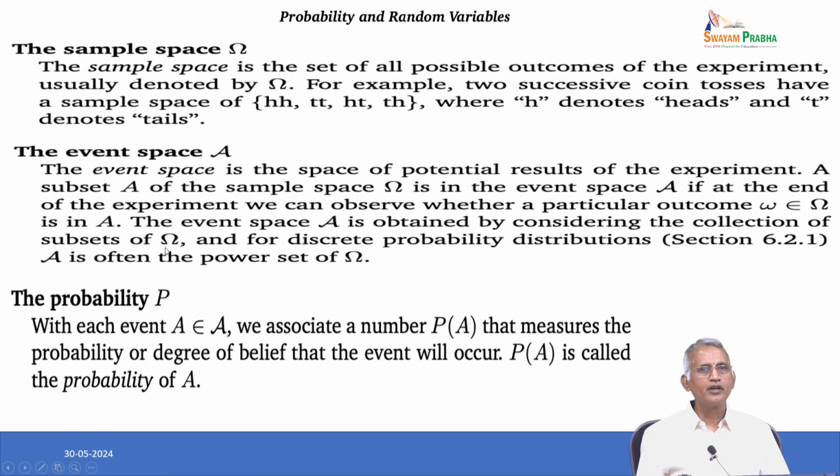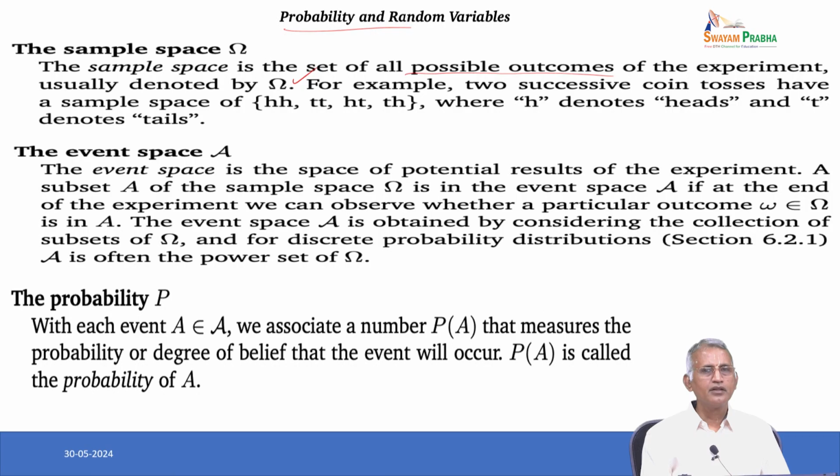Now, we are going deep into probability and random variables. Let us start with the sample space. The sample space is the most important, right? You take any event, anything, and the set of all possible outcomes of an experiment is called the sample space and is denoted by omega.